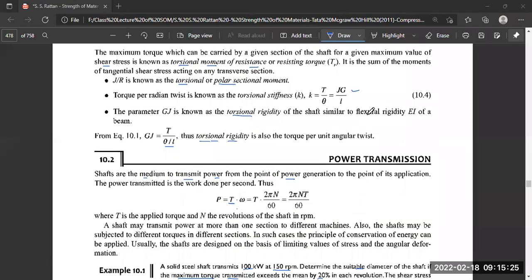Now, the shaft is set, and next we have to calculate the power transmission. Where is the shaft used? The shaft is the connection between a prime mover or a constant motor and the engine or machinery which is being driven.